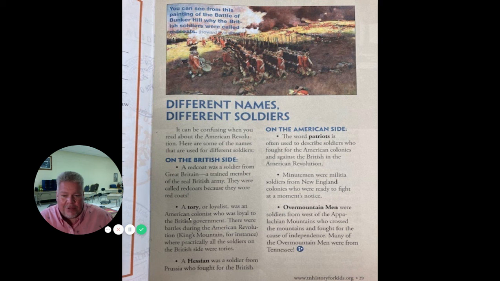So redcoats, Tories, Hessians, all talking about the British side. Patriots, Minutemen, Over-Mountain Men, we're all on the American side. Six different names of six different types of soldiers.